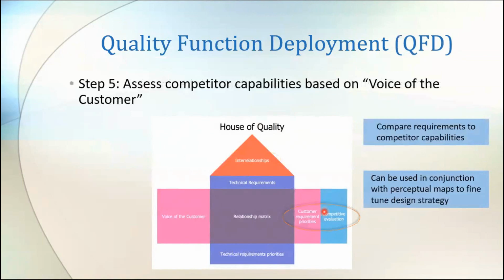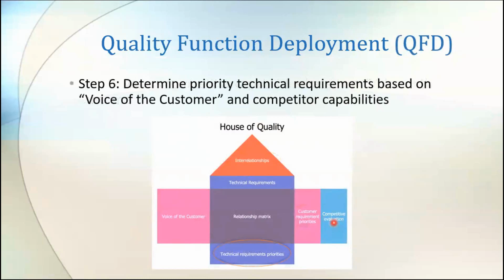a quadrant. Sometimes companies may go on a quality kick. So we may say, okay, these guys are trying to go from low quality to high quality. So I like to use perceptual maps to help me understand this, so we can better rank the competitive evaluation of the customer requirements. And step 6, determine the priority technical requirements based upon the voice of the customer and the competitor capabilities. Here's where we determine where does our advantage come from.